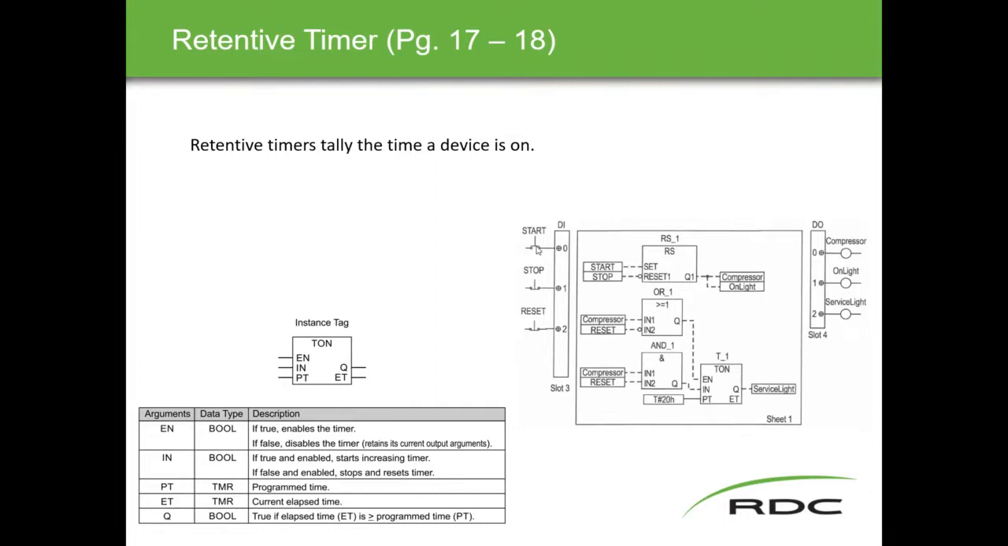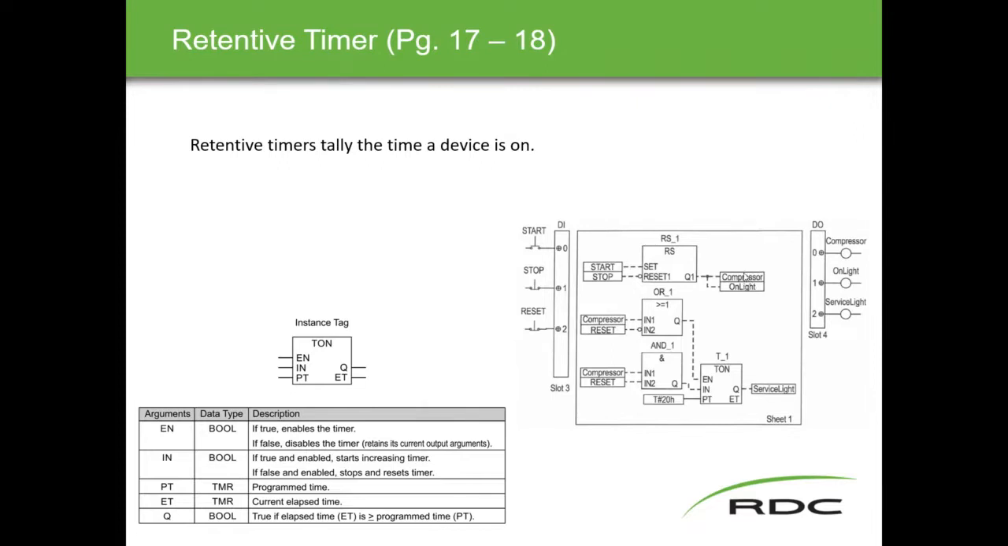Then we press the start button. Boom. The open contact closes, turns this 0 into a 1, goes straight to here, and turns this set into a 1, which turns Q1 true, which turns on the compressor and the on light. The compressor would be addressed 0:04:01, and the light would be 0:04:01, for example. But we give them names, and then the names are attached to a bank of memory.